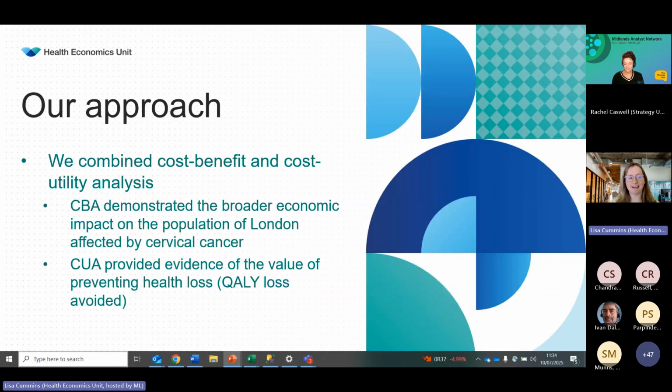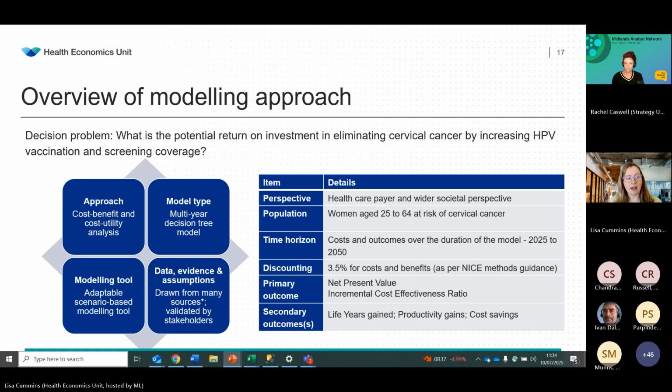So we combined a cost benefit analysis and a utility analysis. The CBA demonstrated the broader impact to the population of London, from that societal perspective. And the CUA provided evidence of the value of preventing health loss, which was measured using the quality loss avoided. This is just an overview of the modelling approach. I won't go into lots of detail here. The decision problem, as we defined it, was: what's the potential return on investing in eliminating cervical cancer by increasing HPV vaccination and screening coverage?